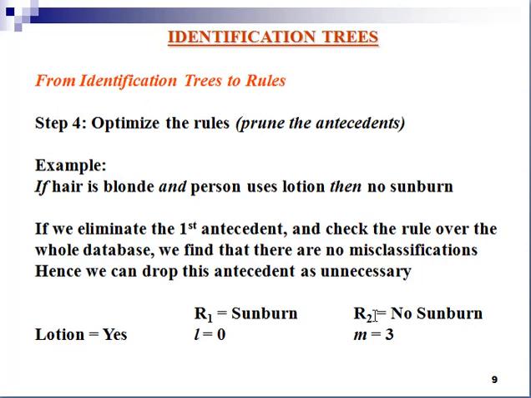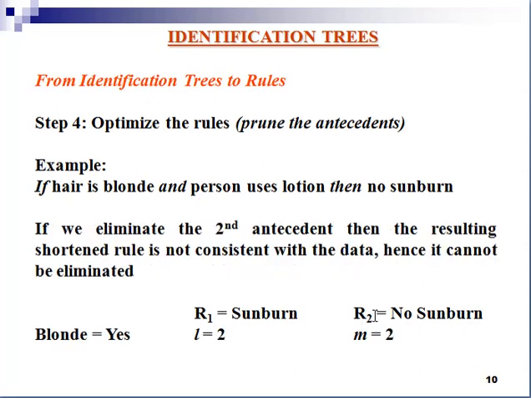Similarly, if hair color is blonde and person uses lotion, then we saw that there is no sunburn. If we eliminate the first antecedent in this case and check the rule over the whole database, we will find out that there are no misclassifications, and hence we can drop this antecedent.